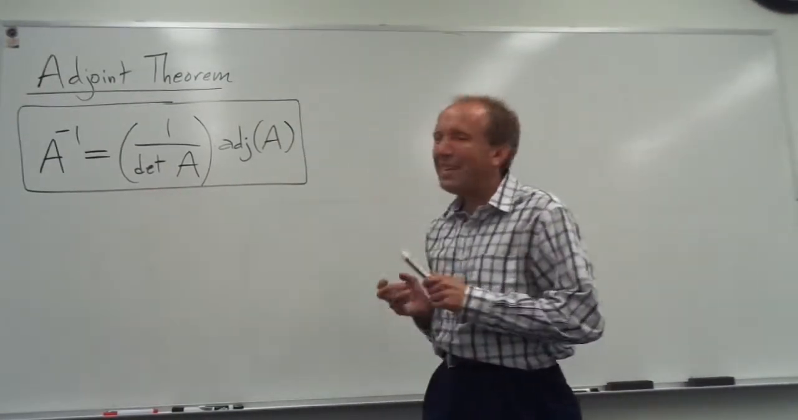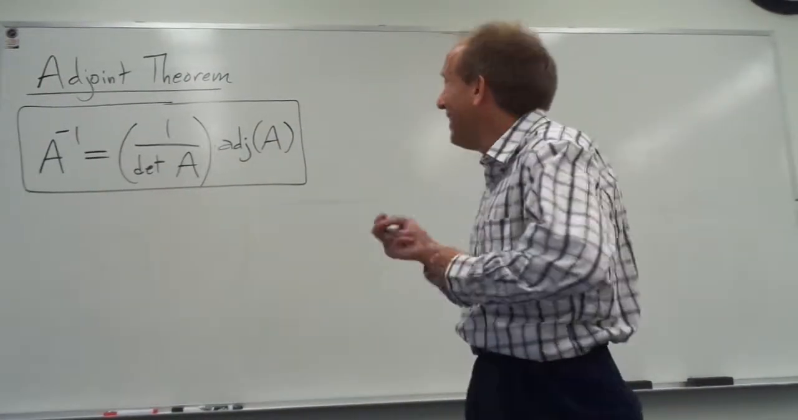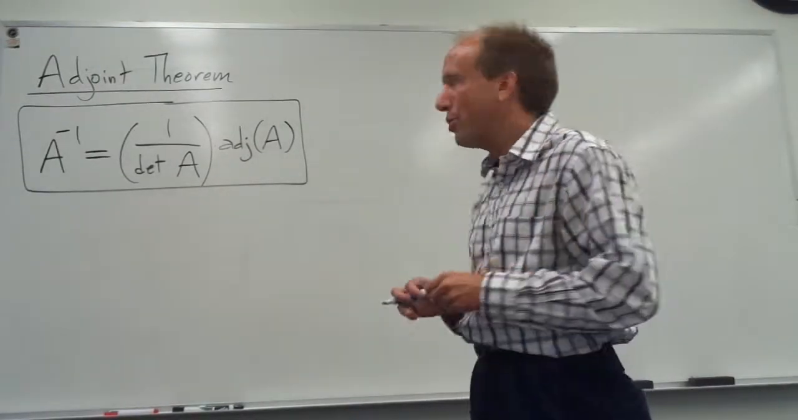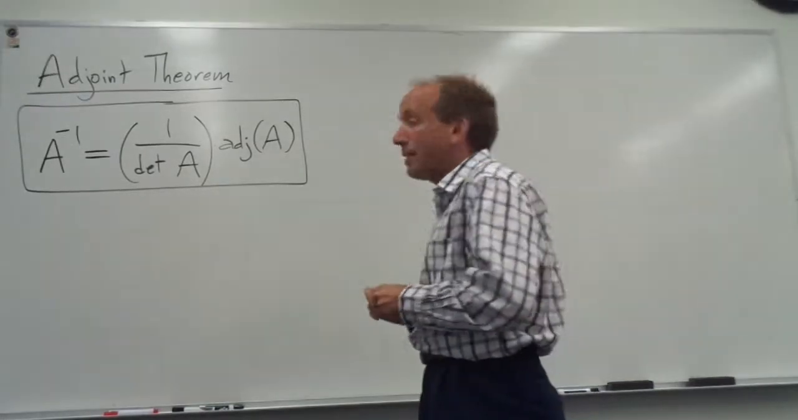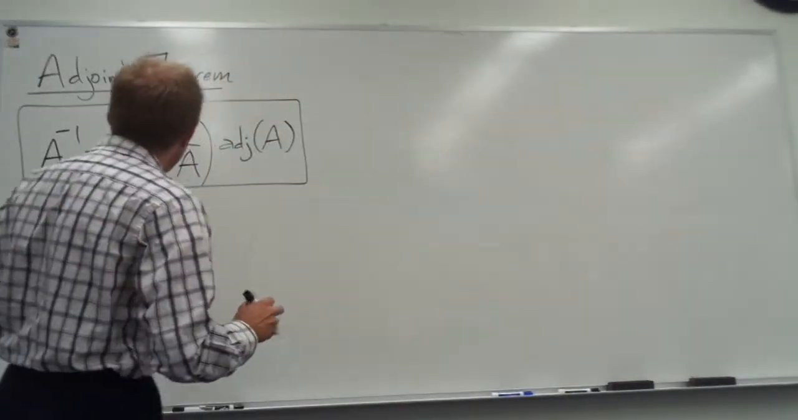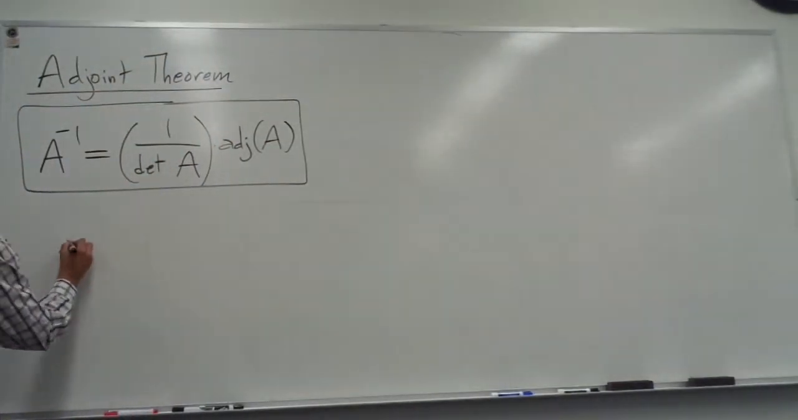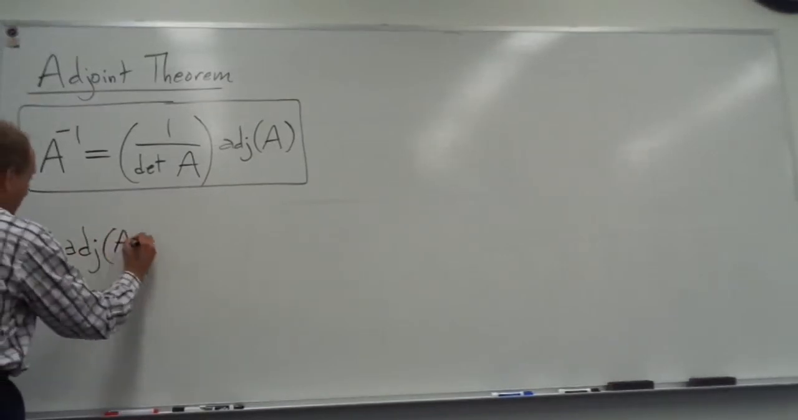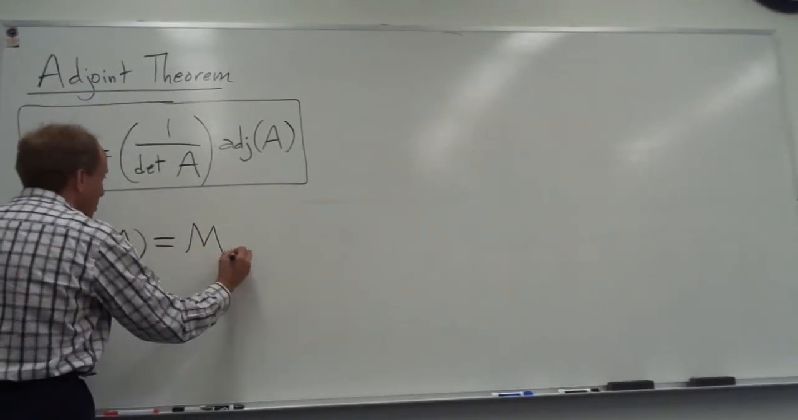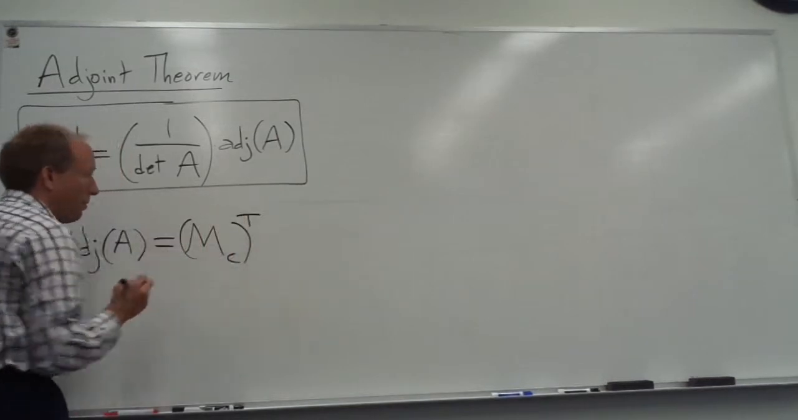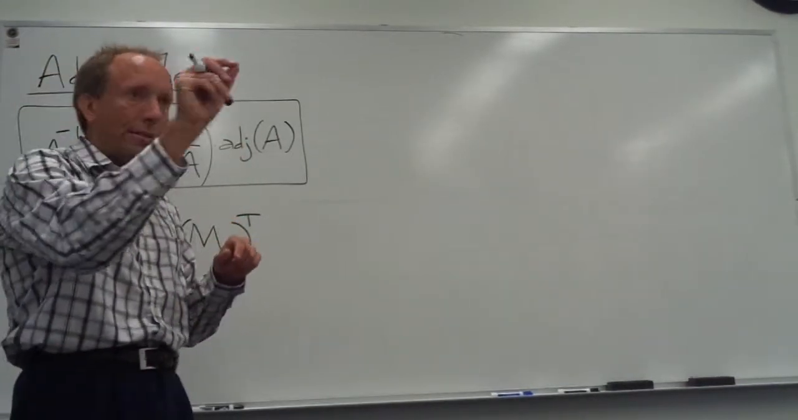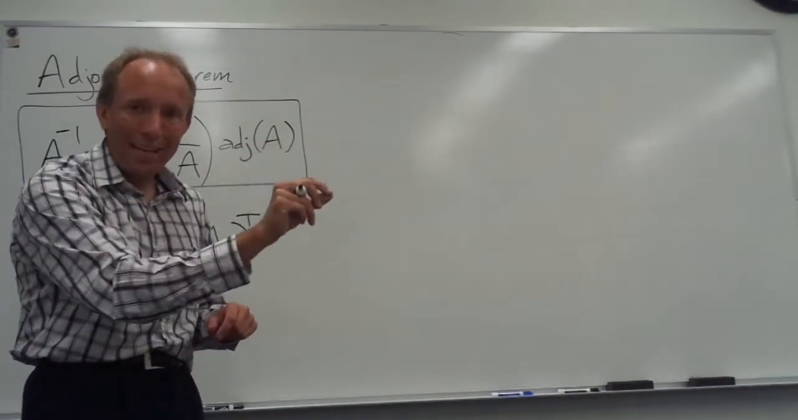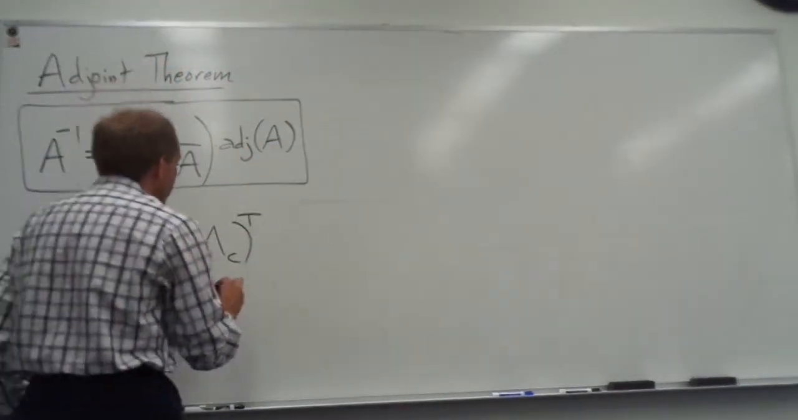Okay? I didn't have a chance to justify the formula, and I hate just giving a formula out without a justification. So I'm just going to very quickly go through it, just so you can see it. It's a little bit theoretical, but it's not too bad. Just remember that the adjoint of A is the transpose of the matrix of cofactors. So you build this matrix where you replace each entry of capital A with its corresponding cofactor.